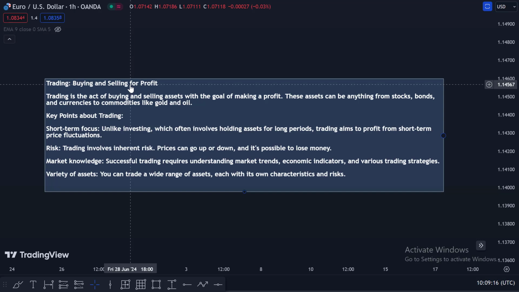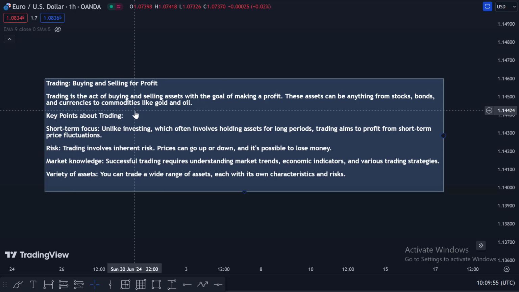And that is the same thing we do in the Forex market, or the crypto market, or the stock market, any market of your choice. As you can see right there, trading is the act of buying and selling assets with the goal of making a profit. This asset can be anything from stocks, bonds, and currencies to commodities like gold and oil. This is not where it stops. You can trade a lot of things: you can trade rice, you can trade beans, you can trade yam. People are doing all these things just to do what? Make profit.